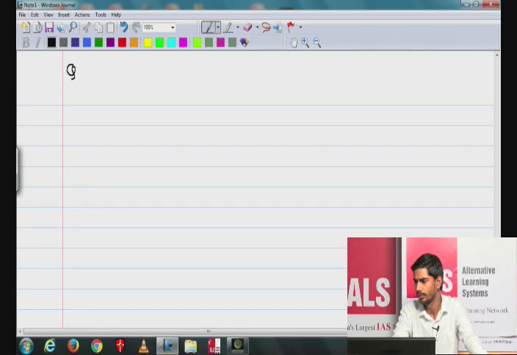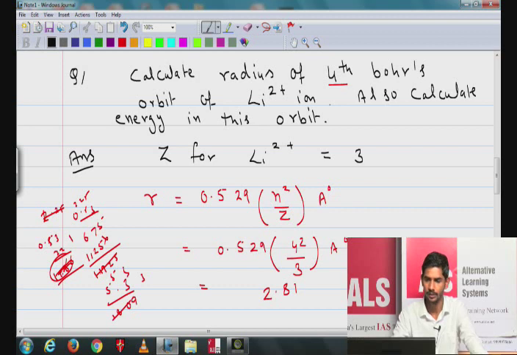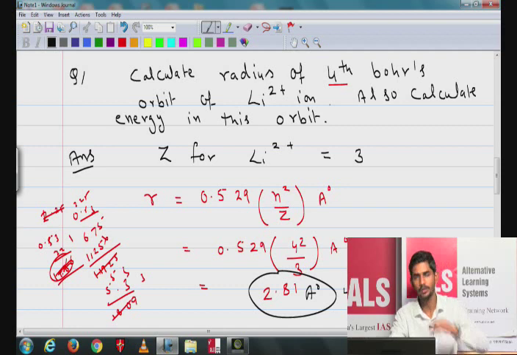I got 2.14. 2.14 for which one? Senapati, answer will be 1.4 for the energy in 10 to the power minus 18, whereas for the radius, you will get 2.81 angstroms. You can cross check your calculations. Now, let us move on to another question.